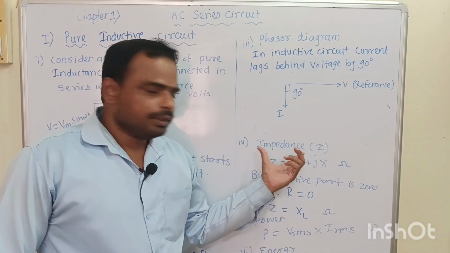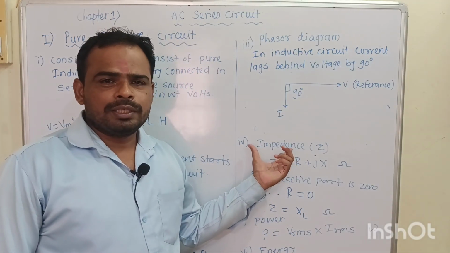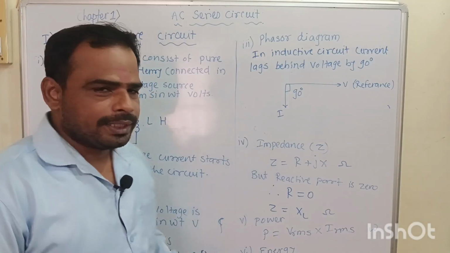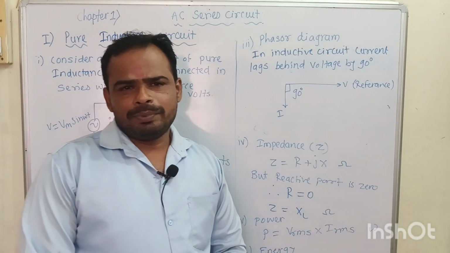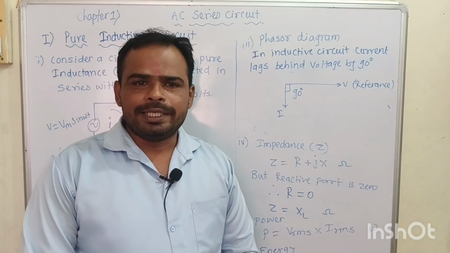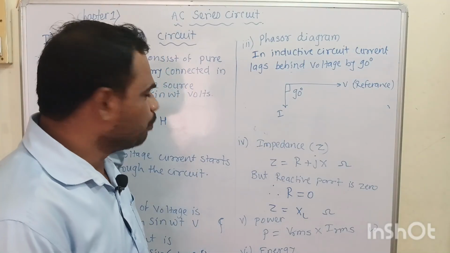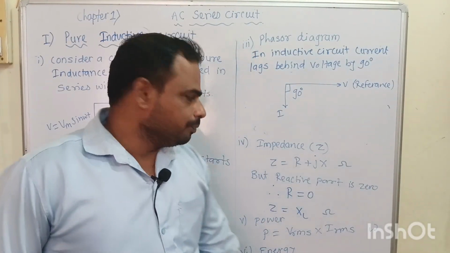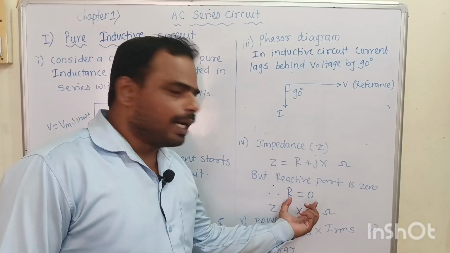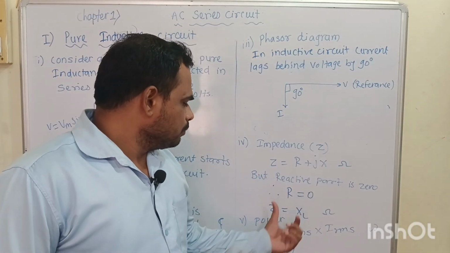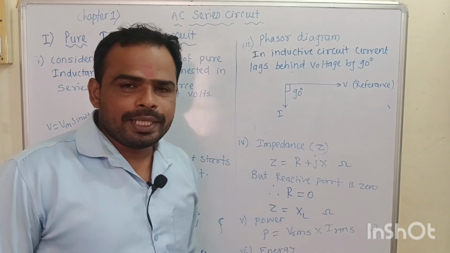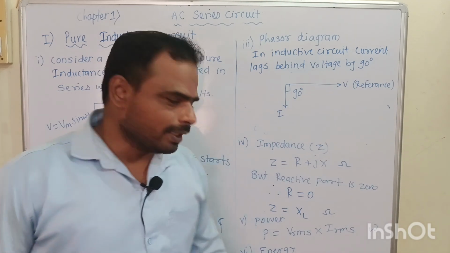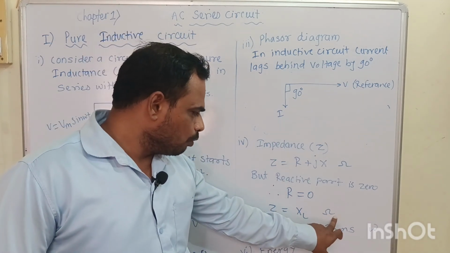Now we will see the impedance of a pure inductive circuit. Impedance is nothing but the combination of resistance and reactance. But in a pure inductive circuit, the resistive part is 0, so we take R as 0. So we get the value of impedance Z equal to XL, and the unit of impedance is ohm.